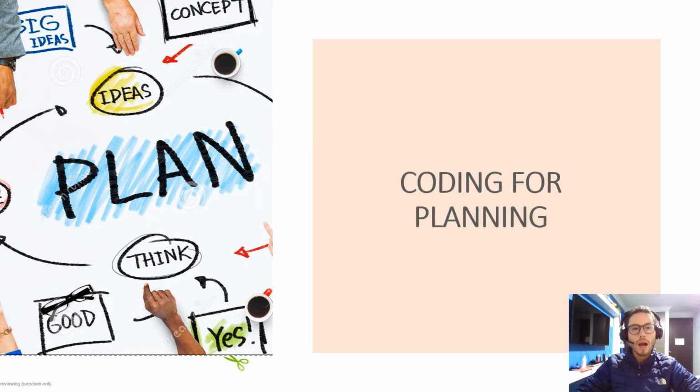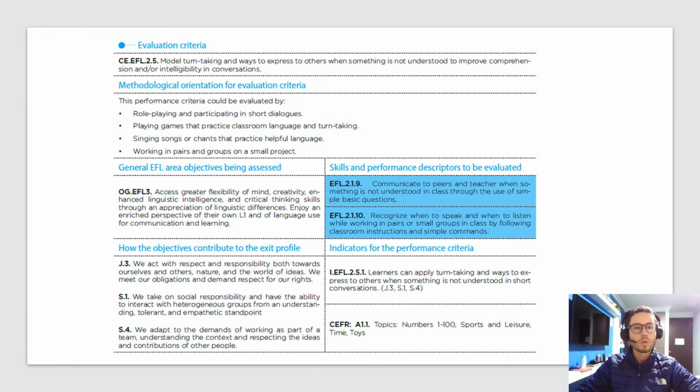We will now talk about decoding for planning. As we can see, we start with the evaluation criteria. In this case, Criterio de Evaluación, EFL, English as a Foreign Language 2.5, which in this case refers to the sub-level 2, Básica Elemental, Curricular Thread 5, Language through the Arts. It is followed by the methodological orientation for evaluation criteria. We will now continue with the Objetivo General, General Objective.